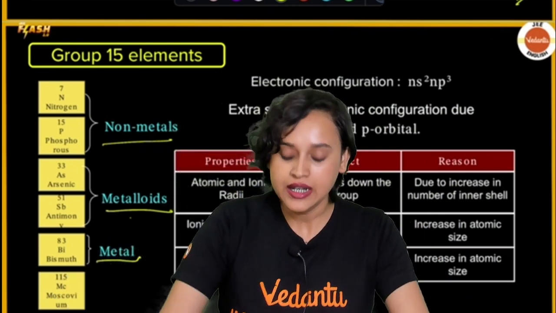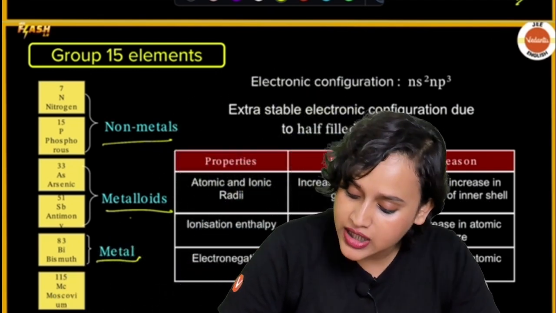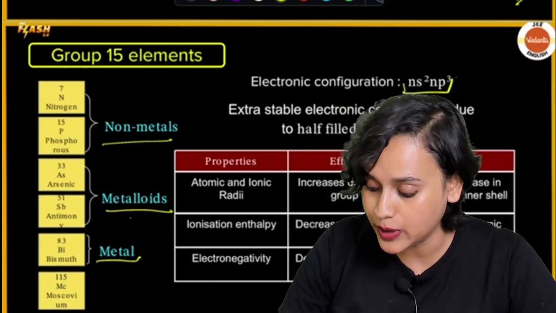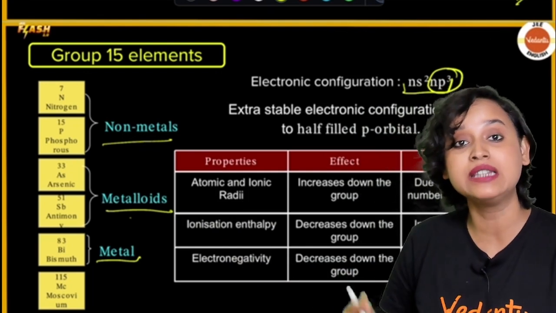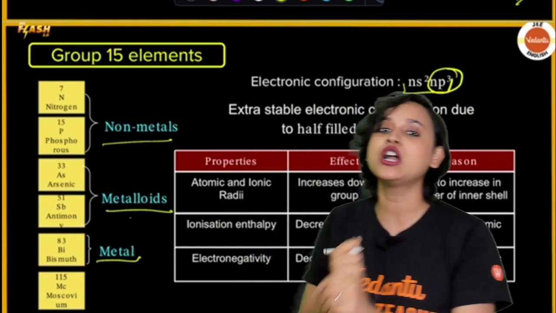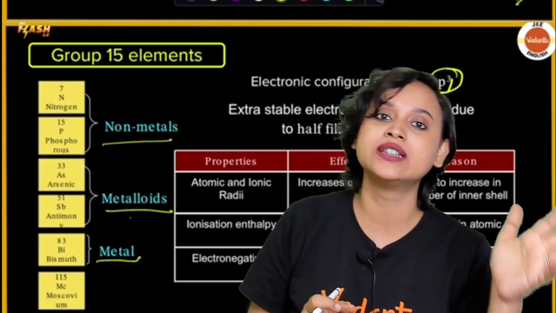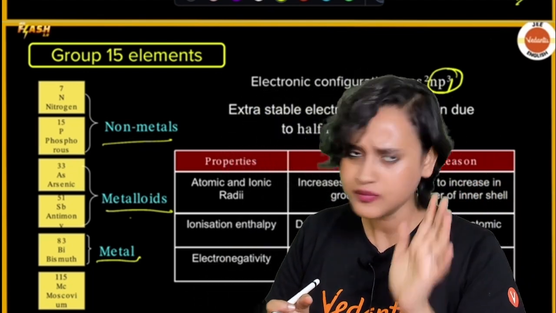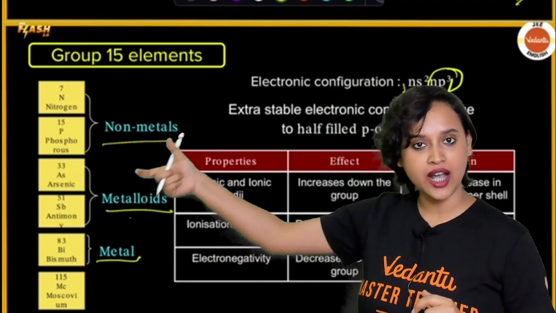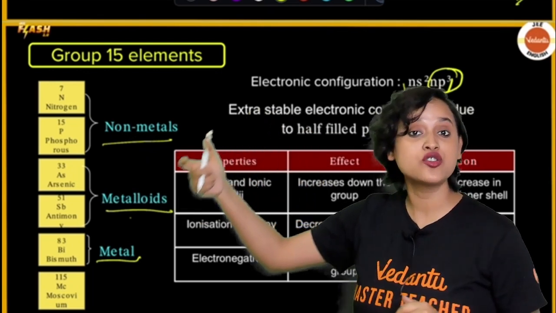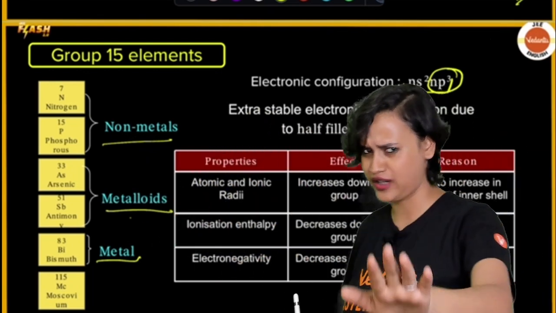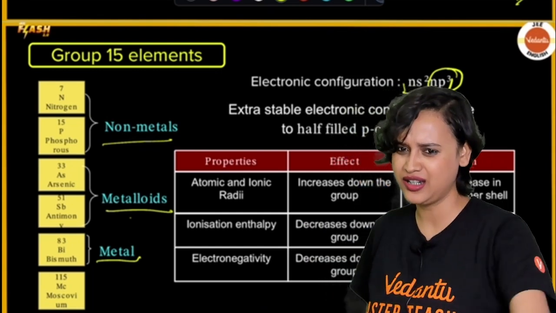Now here, what is the electronic configuration? The electronic configuration is ns2np3, and we have spoken about it in periodic properties that because of this np3 half-filled stability, we see much more stability than all the other elements in the p block. We see that there is a switch in the ionization enthalpy, there is a switch in the electronegativity. All of these we have seen in the periodic properties, so I don't think there is a point in repeating it. Do we need to?